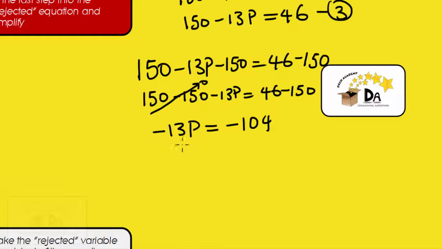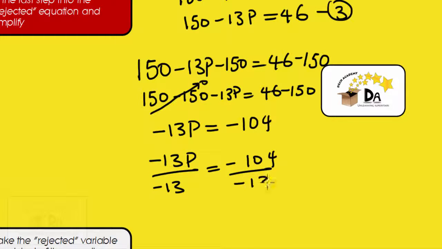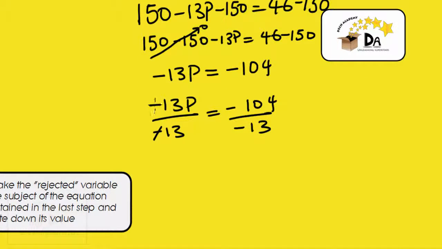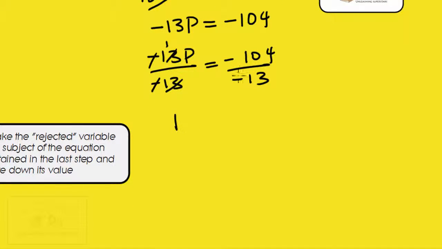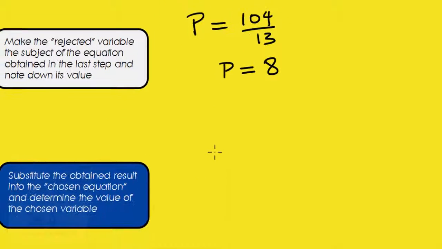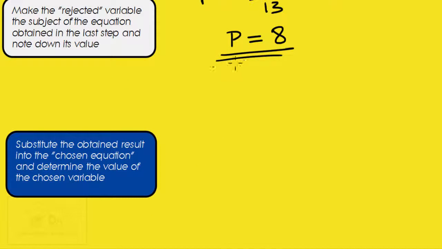We want to isolate p on the left hand side because we want p, the rejected variable, as the subject of the formula. This can be achieved by dividing through by minus 13, which is the coefficient of p here. Doing so, minus cancels minus, 13 and 13 is 1. So we have p equals, minus cancels minus, 104 over 13. P is equal to 8. So now we've noted down the value of the rejected variable. Now we know what p is.